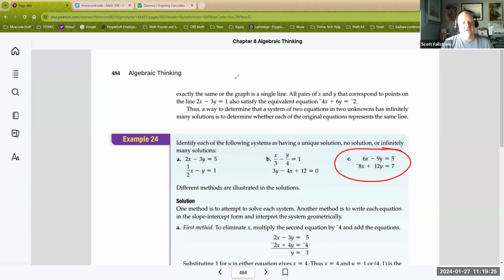Let's try this last one and see what we end up with together. So 6x minus 9y equals 5. Underneath, they have negative 8x plus 12y equals 7. Okay, I'm going to give us some white space. And here we go.